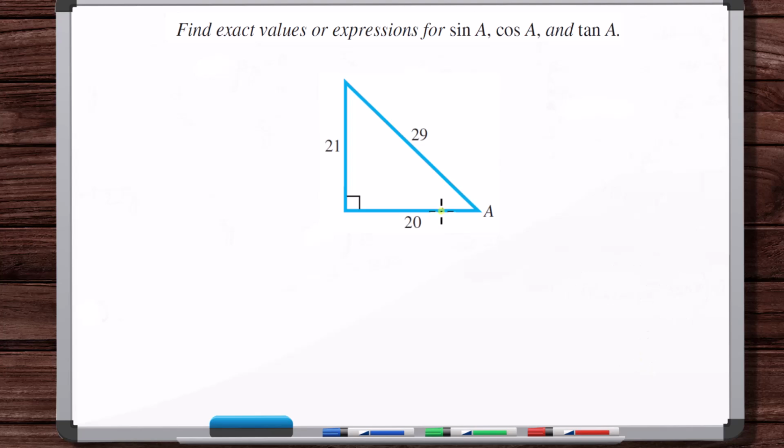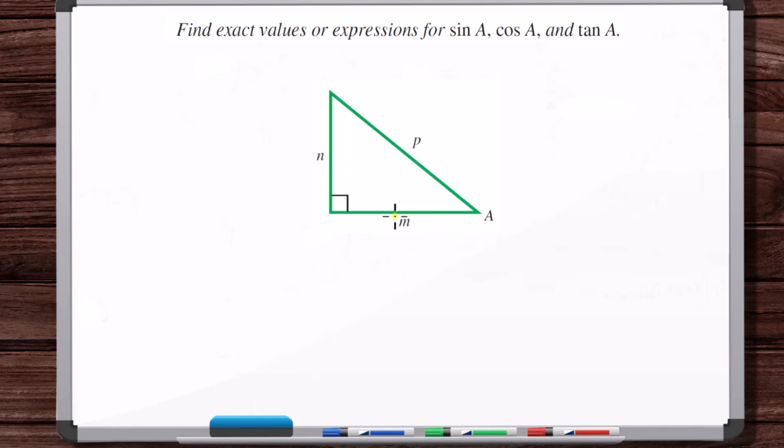So here, the angle A, what's the sine? SOHCAHTOA, opposite over hypotenuse. That's the exact value. It's not a decimal or anything. It's a fraction, an exact value. What's the cosine of A? Adjacent over hypotenuse. Are these simplified? Yes, this is fully reduced. What is the tangent of A? Opposite over adjacent.